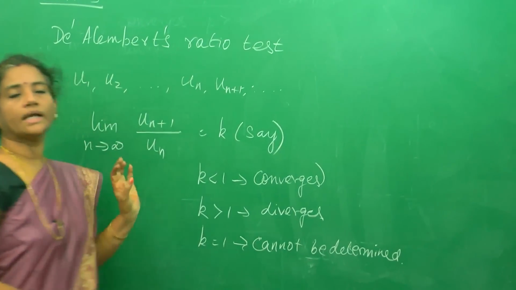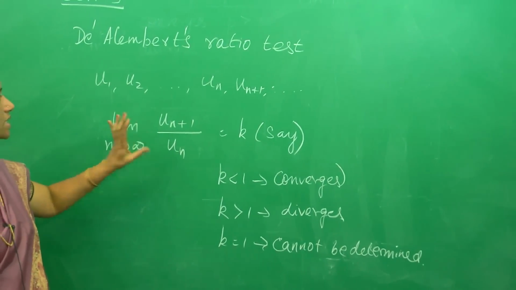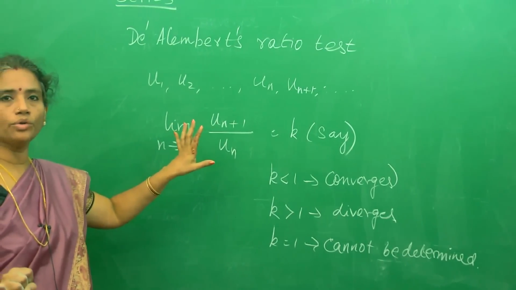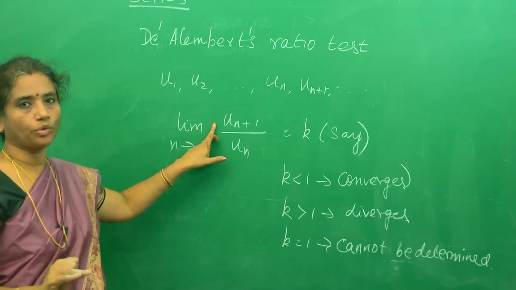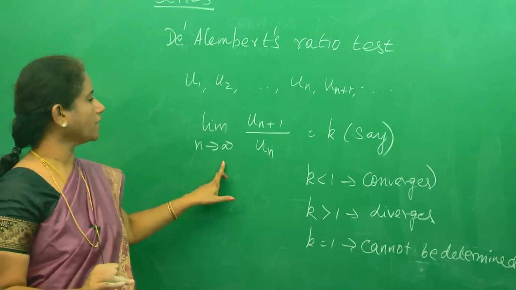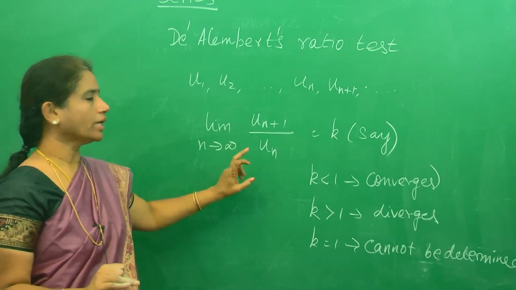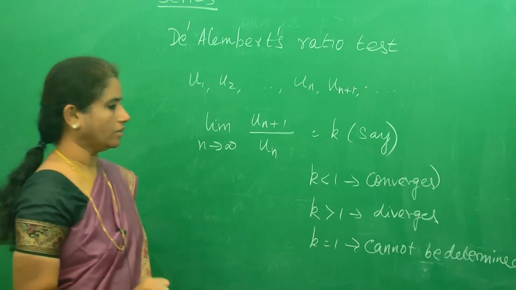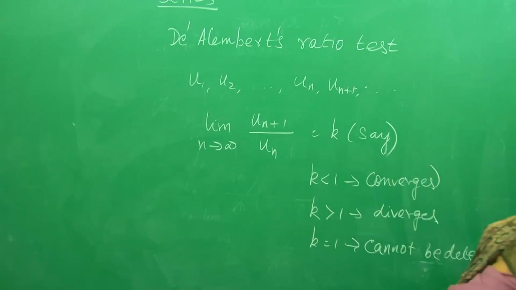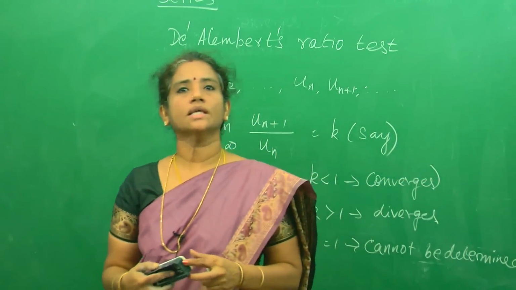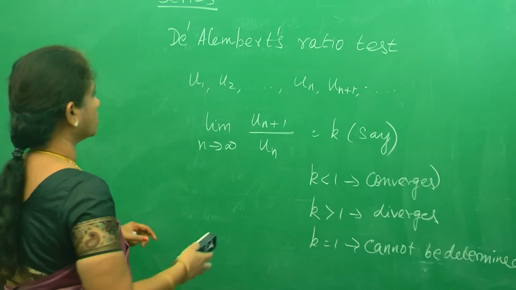So this is the D'Alembert's ratio test. It's very simple. You are going to find un, you are going to find the next term un plus 1, and then you are going to find limit n tends to infinity un plus 1 divided by un. Okay, let us take a series and do a problem based on this test.